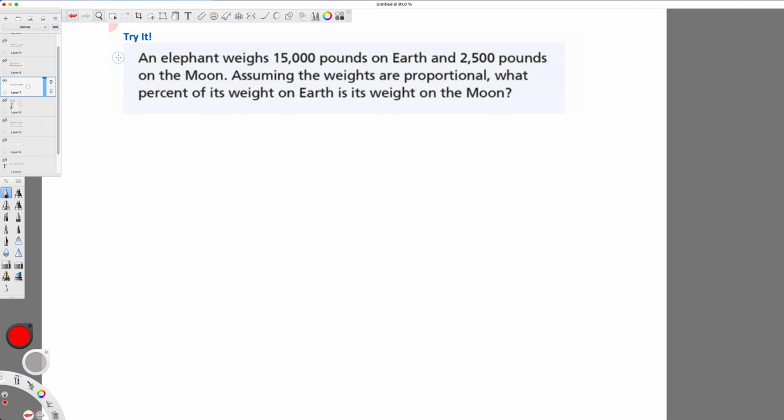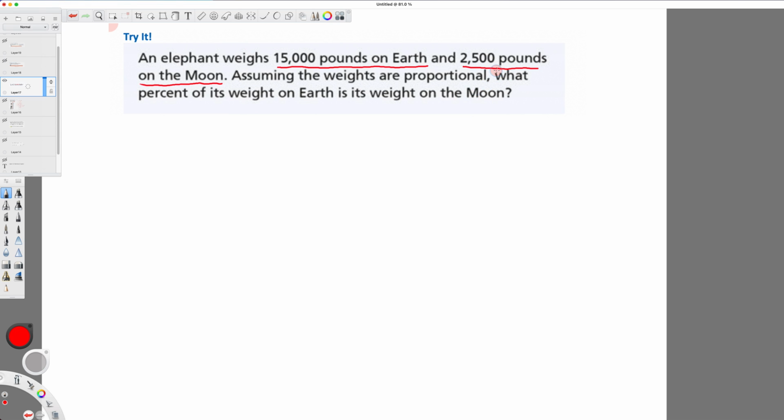So here we go. An elephant weighs 15,000 pounds on Earth and 2,500 pounds on the moon. It shouldn't be a surprise that it weighs less on the moon, because the moon has less mass, so therefore less gravity is pulling on the elephant. Now, why is the elephant on the moon? That's confusing. Anyway, assuming the weights are proportional, what percent of its weight on Earth is its weight on the moon?